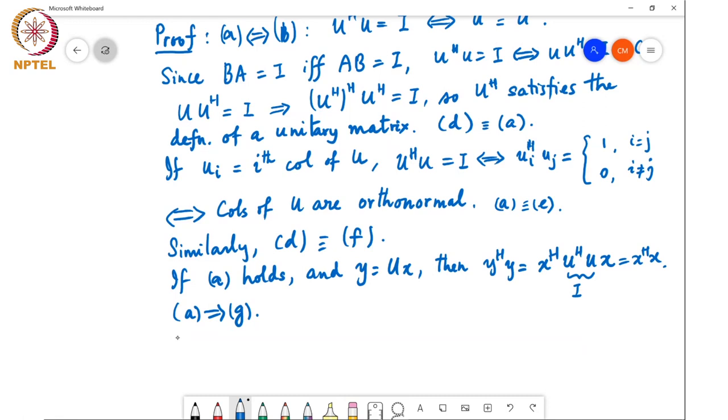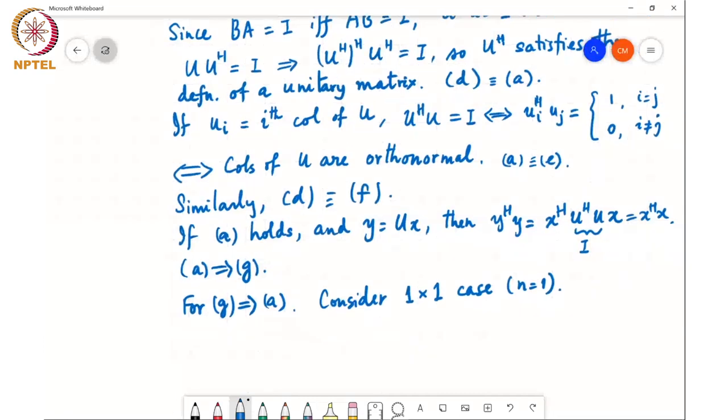Okay, so for this direction, let's first consider the 1 cross 1 case. So n is equal to 1. Then if I take y equal to ax, everything here is a scalar. Then if I look at y Hermitian, which is the same as the conjugate of y, the condition says that y Hermitian y is equal to x Hermitian x for every x. Now we need to show that this implies the 1 cross 1 matrix A is unitary.